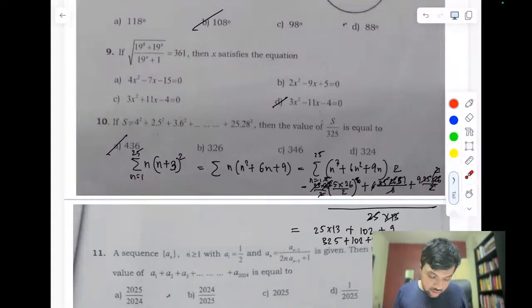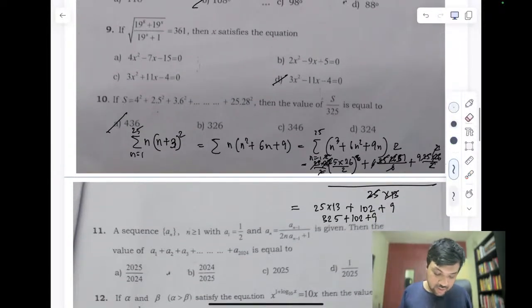The main idea is, as usual, write this expression in general n form, a summation from n equal to 1 to something. Guess the general formula, then expand it and write it as a sum of cubes, squares and so on. Then you can always use standard formulas. It's very scoreable. These things you should not miss in an exam.